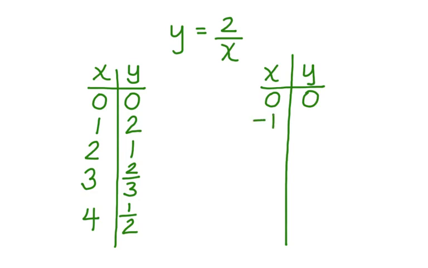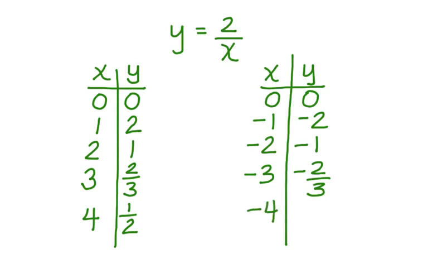Let's say I put negative 1 in for x. If negative 1 goes in for x, then y is negative 2. If negative 2 goes in for x, then y is negative 1. If negative 3 goes in for x, then y is negative 2 thirds. And if negative 4 goes in for x, then y is negative 1 half. Now I can graph this on the coordinate grid.